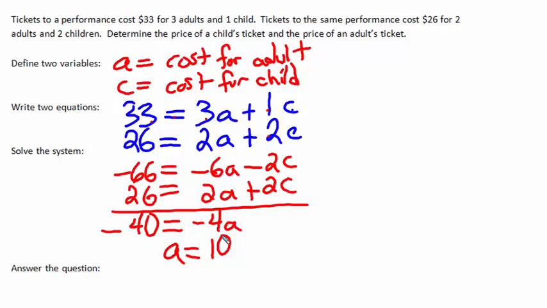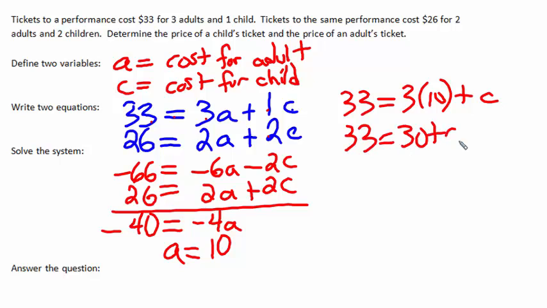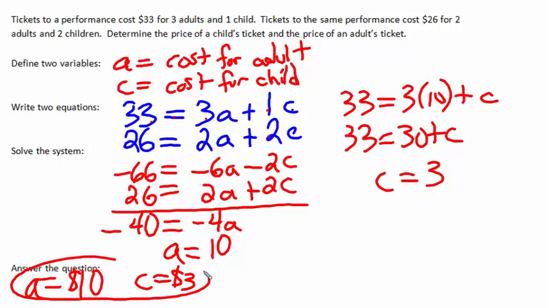Well, if I plug that back into really any of these previous equations, I could say 33 equals 3A, which is now 3 times 10 plus 1C. So 33 equals 30 plus C, so C must be 3. I'm going to include a label with that. So A, adult ticket, would be $10. I don't need to rewrite the word adult because I've defined it up above. If you've written A equals cost for an adult, then it would suffice to say A equals whatever. And then C would be $3. That is actually answering the question.